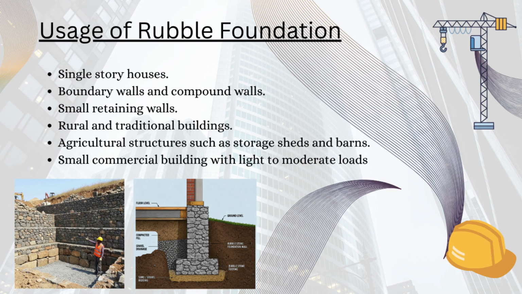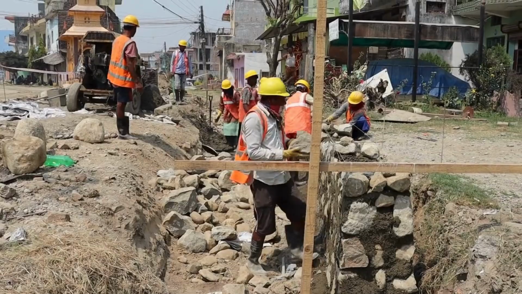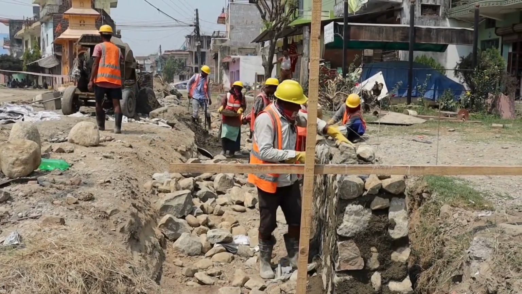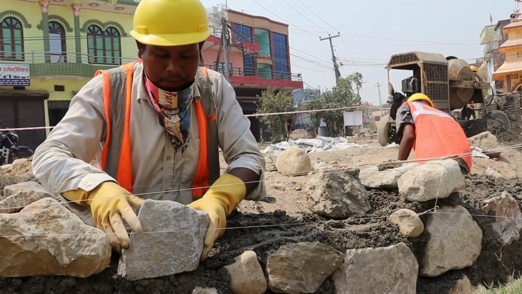The main purpose of a rubble foundation is the same as any other foundation: to safely transfer the load of the structure to the ground without causing excessive settlement. For this type of foundation, we use natural stones of different sizes. These stones are carefully arranged and packed together to create a strong and stable base. The spaces between the stones are then filled and bonded using cement mortar or another suitable bonding material to form a solid foundation.